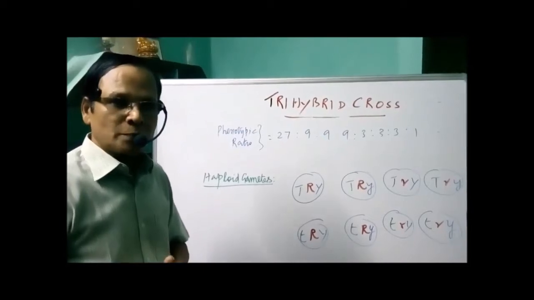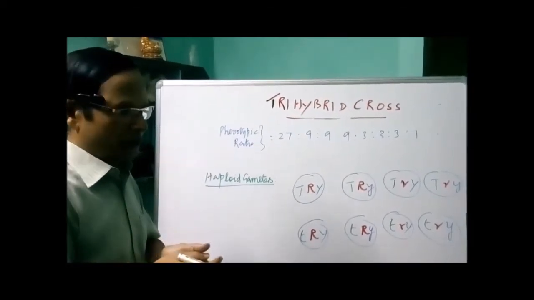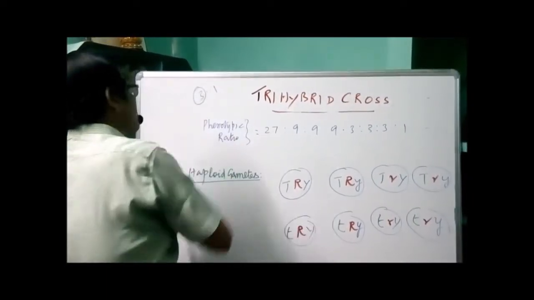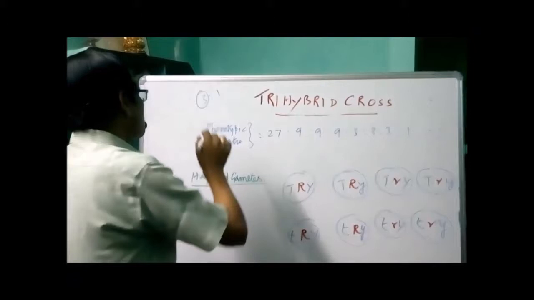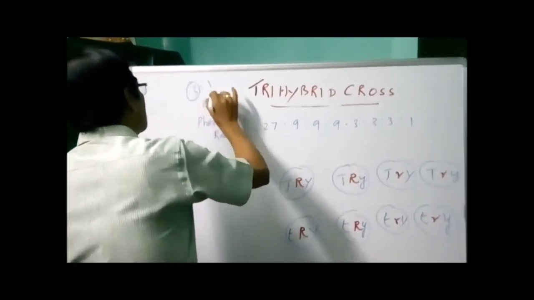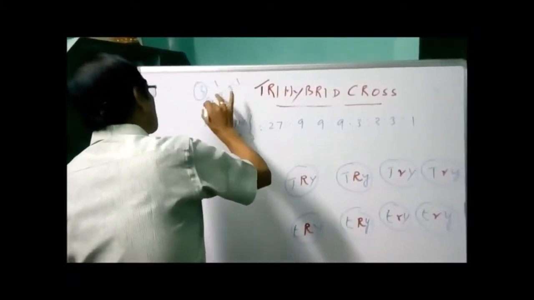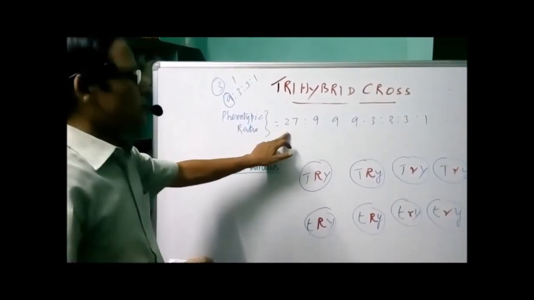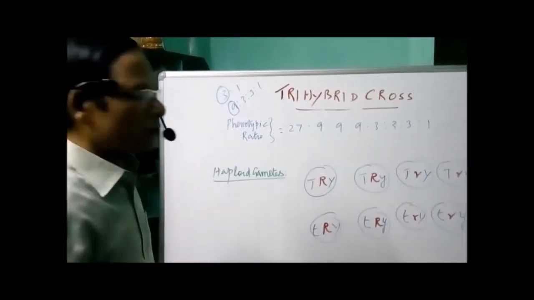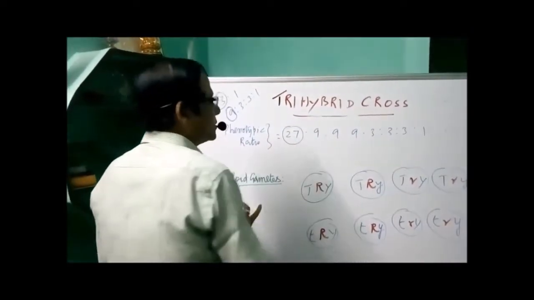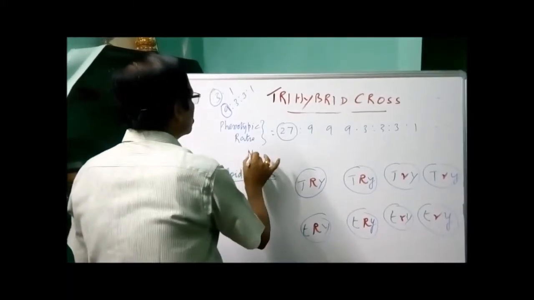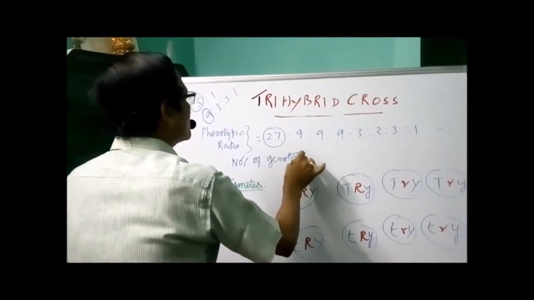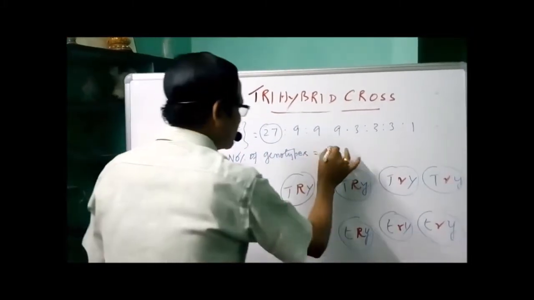Now in the case of the genotypic ratio, or the total number of genotypes: in monohybrid we have 3 genotypes, taking the largest number of the ratio. In the dihybrid, the largest number is 9, so 9 genotypes. And here the largest number in the phenotypic ratio is 27, so we get 27 genotypes for these 8 phenotypes.